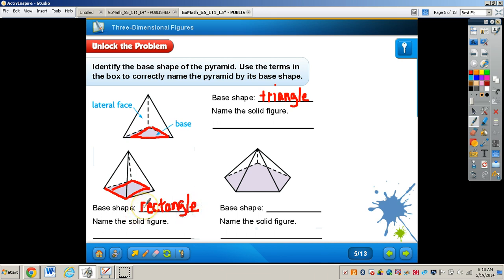Okay, so since that base is a rectangle, you need to name the solid figure, and yes, it is a rectangular or a square pyramid.